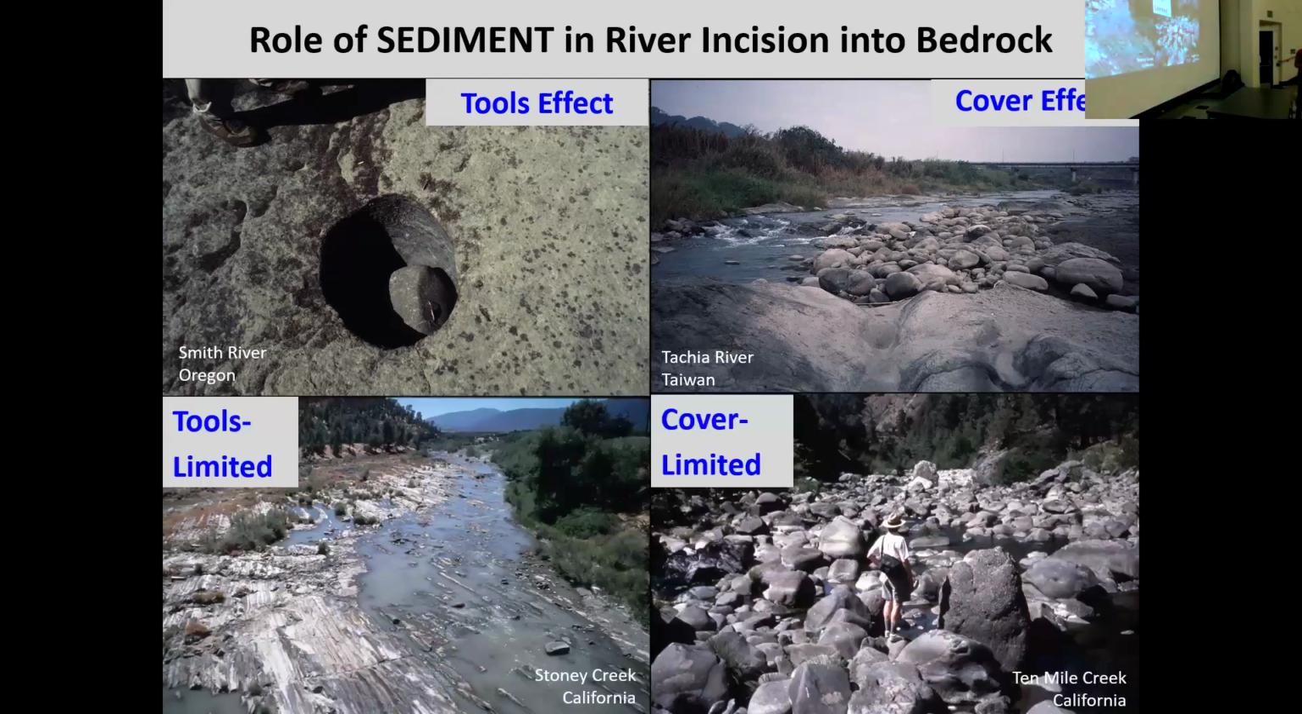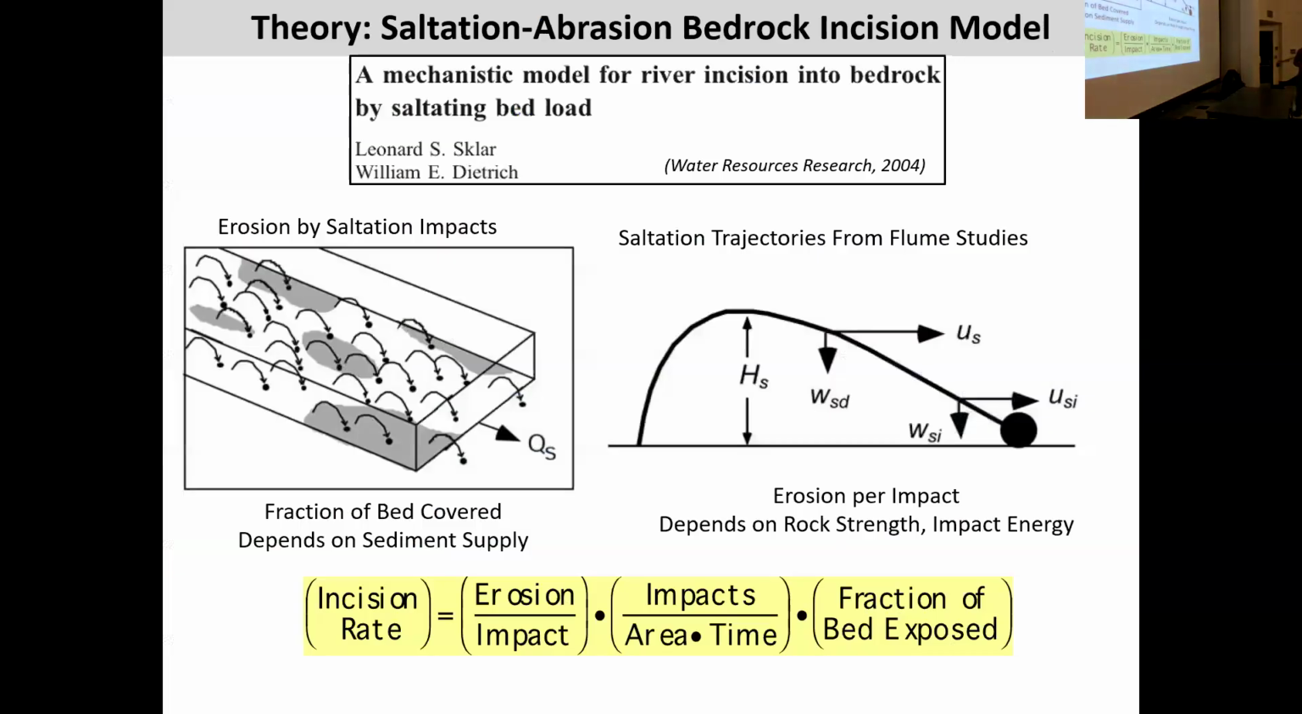And when you look at bedrock channels in diverse landscapes, you see some where the incision rate would be limited. It can't erode fast enough because it doesn't have the tools, or it could be cover limited. What's holding back the erosion rate is the presence of too much cover. So I took this framework, this sort of qualitative description, and I made a quantitative theoretical model.